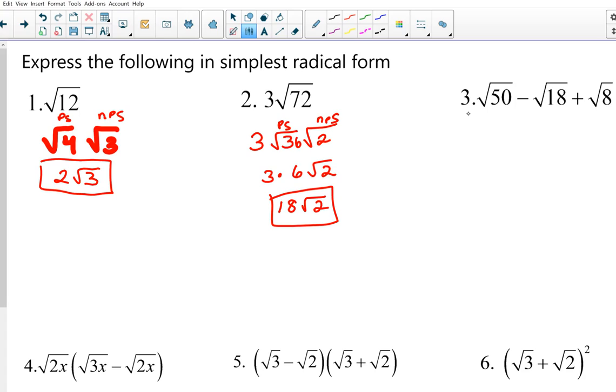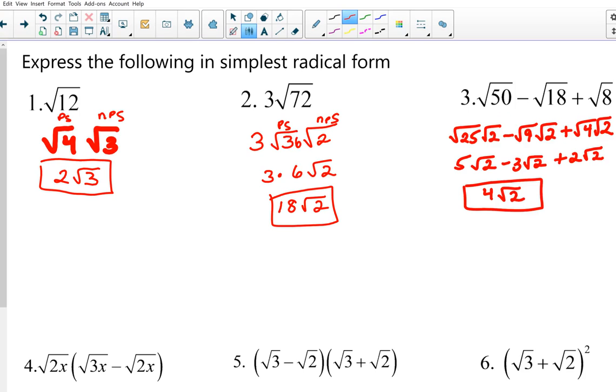I'd like you to put the video on pause and try number 3 on your own. Okay, you're now pressing play at this point, and you should have broken square root of 50 to square root of 25 and 2, 18 to square root of 9 and square root of 2, and 8 into square root of 4 times square root of 2. This simplifies into 5 rad 2 minus 3 rad 2 plus 2 rad 2, and now I can combine these radicals since they have the same radicand and all of them have the same index.